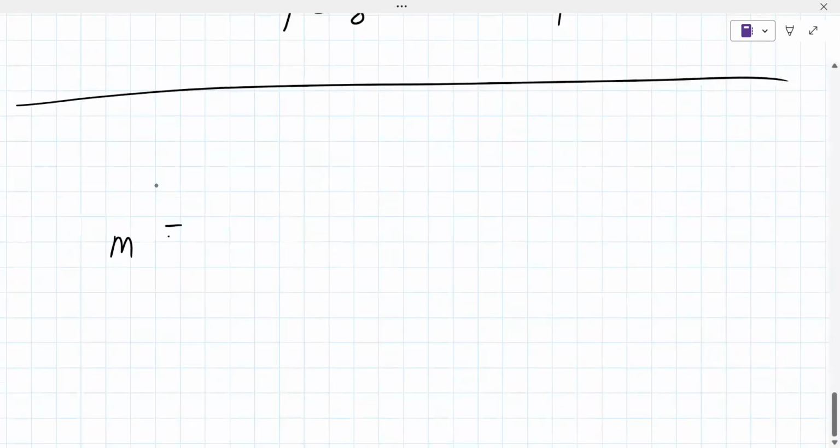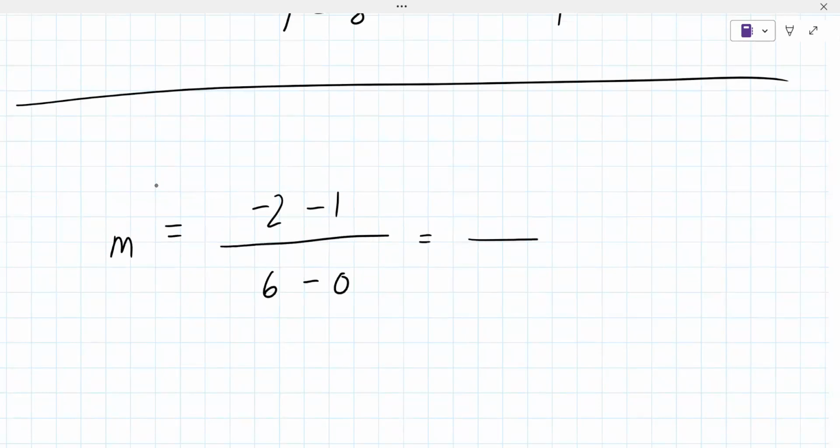You've got to say, okay, if I get something like -2 minus 1 over 6 minus 0, what does this become? Would the top be -3? And then 6? Okay, and so does this reduce? I don't think so, because the 6 is on the bottom.